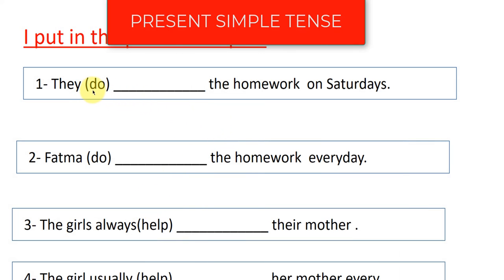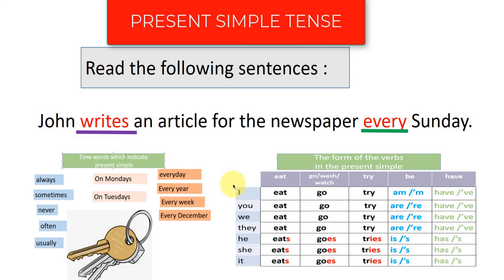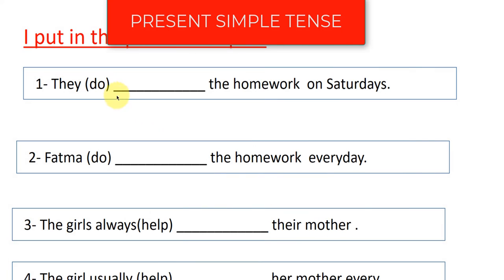What is the present simple of do with they? We go back to our table. Yes, here we have do. It is not like eat. Do is like go. Okay, so they do. If we put do, it will be they do. Okay, so here they do the homework on Saturdays. It is their habit to do the homework on Saturdays.